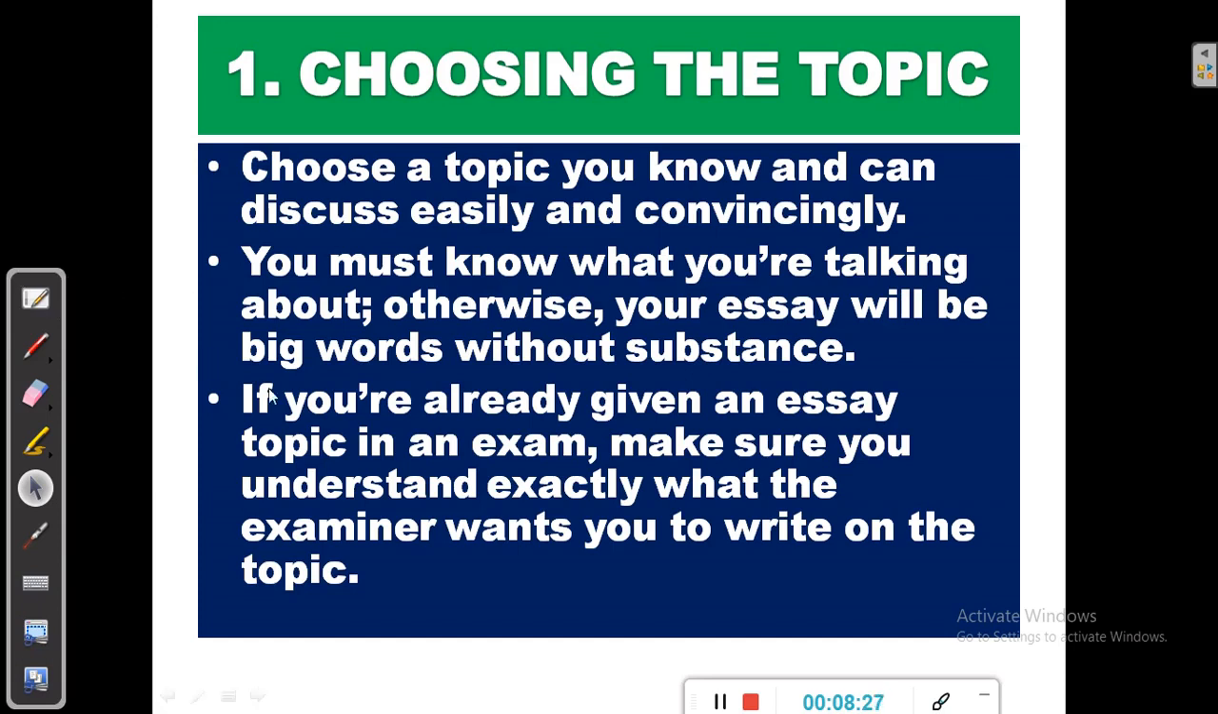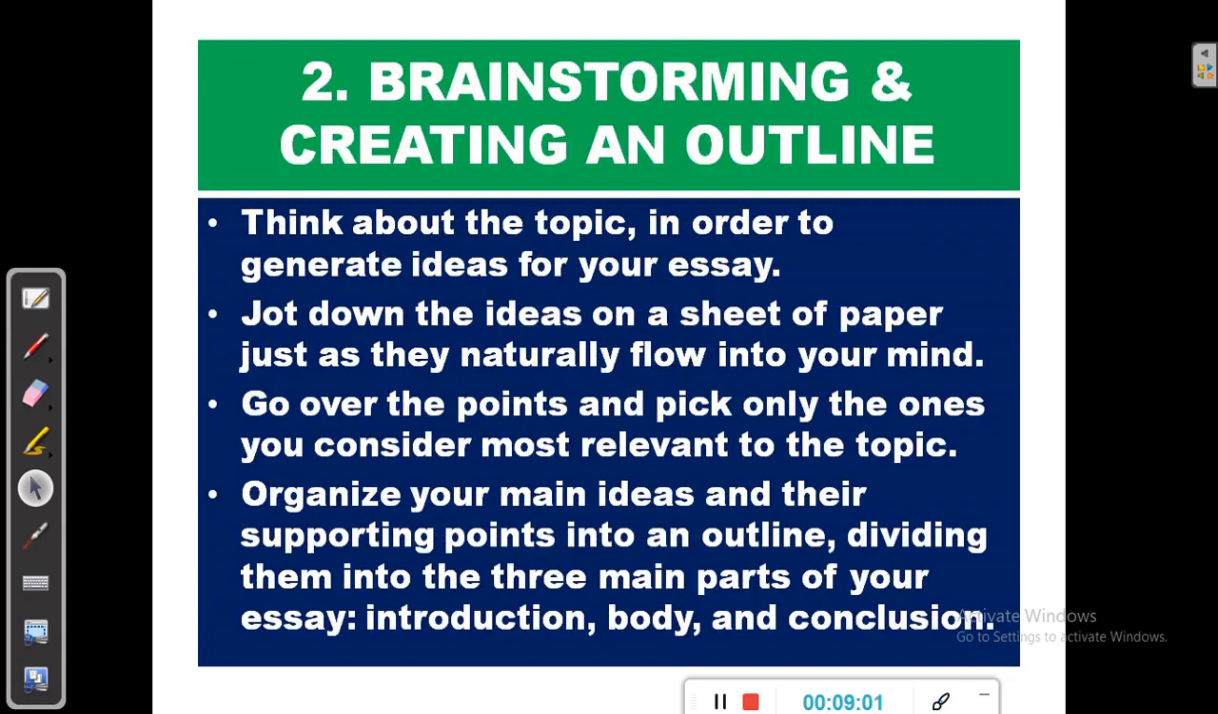Another thing you need to know here is that in the WASSCE or NECO exam, you are given about 4 or 5 topics or questions, essay questions, that you have to choose one and write on it. So you have to look at them one by one, and choose the one that you know very well and can write convincingly about. So that is about choosing the topic. Then the second step is brainstorming and creating an outline.